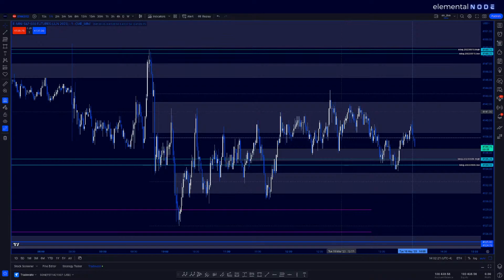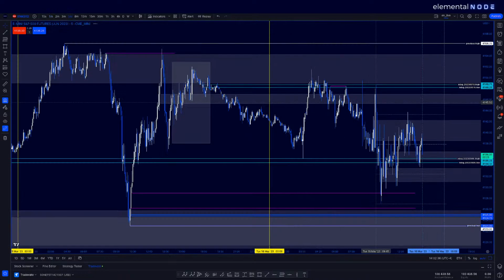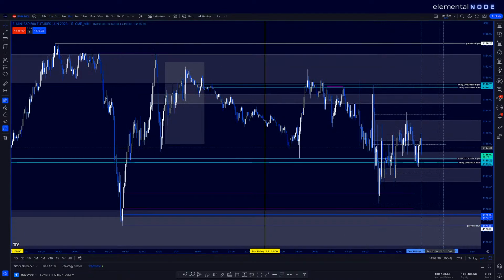So yeah, what am I looking for? What am I monitoring? I'm monitoring the new day opening gaps. What happens in between? I'm also paying attention to, let me go to a higher time frame, the previous high and the previous low of the previous day, which are these white lines. The high is 4156.25 and the low is 4123.